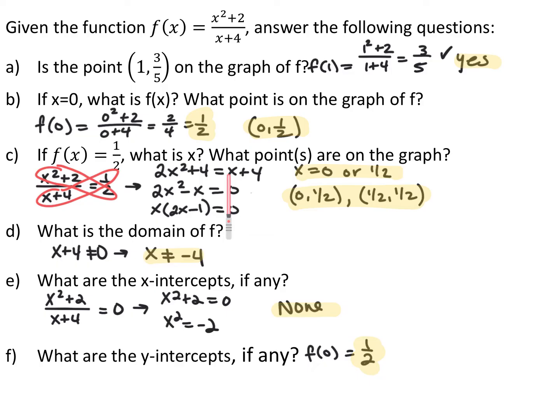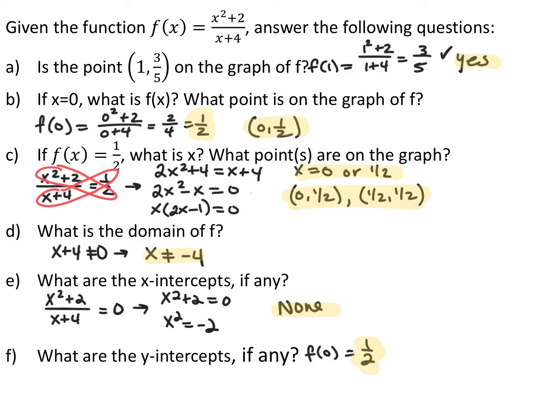When you do cross-multiply, you just have to be careful to make sure you take the domain into account. We'll talk more about solving rational functions a little bit later, but you just have to make sure that x equals -4 is not a solution. So our 2 points are (0, 1/2) and (1/2, 1/2). D says, what is the domain of f? Well, this is a rational function. So like we talked about in the last section, I set my denominator not equal to 0, so therefore x cannot equal -4.